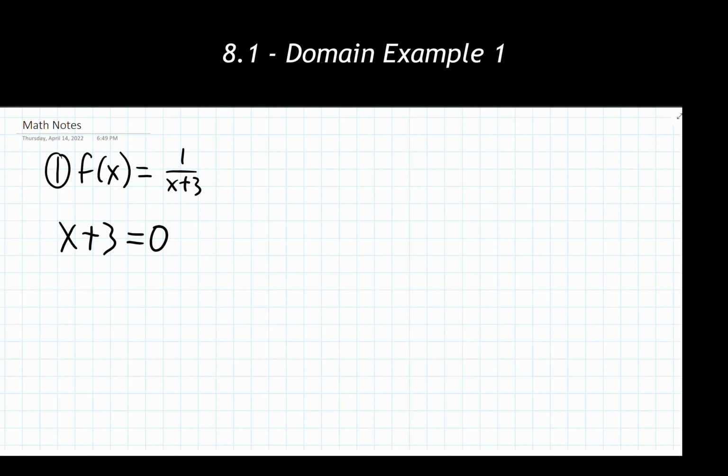And now we're just going to be solving for x. We are going to subtract 3 from both sides. We are getting x is equal to negative 3. Now we just identified which x value, when plugged into the denominator, creates division by 0. So we have to note to ourselves off to the side that we are finding the domain.